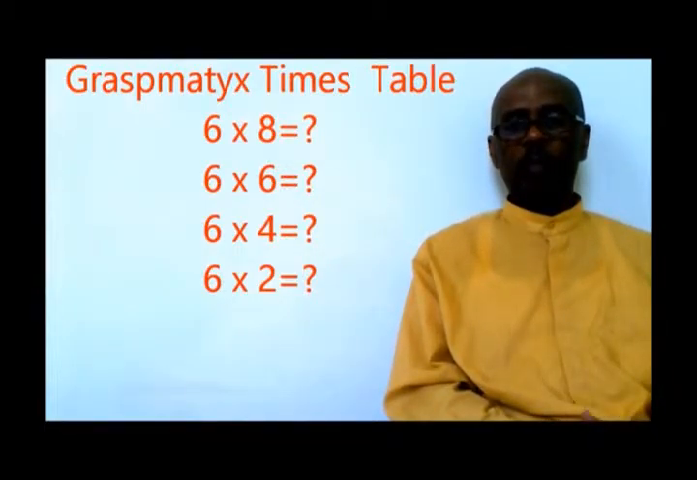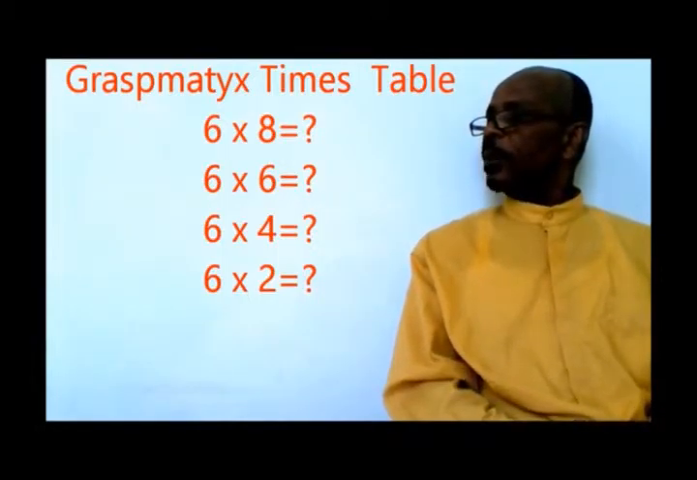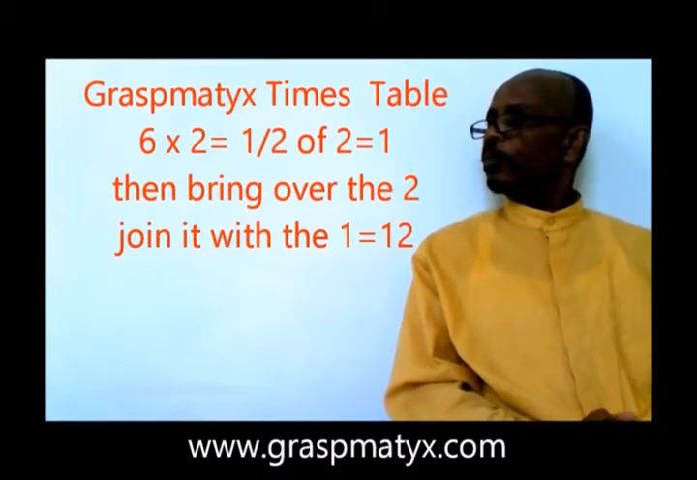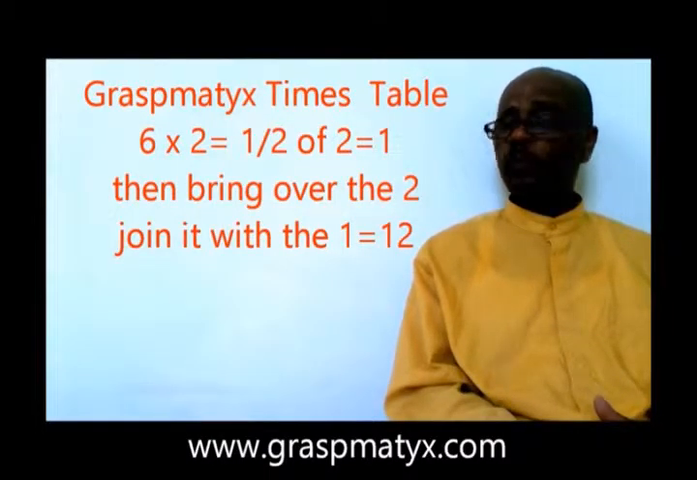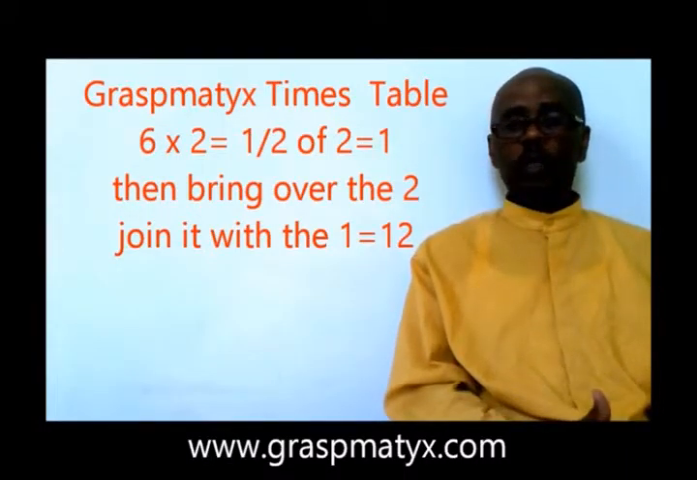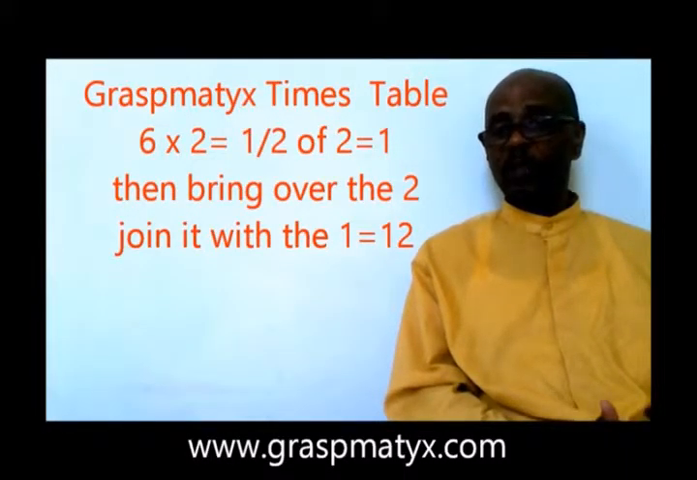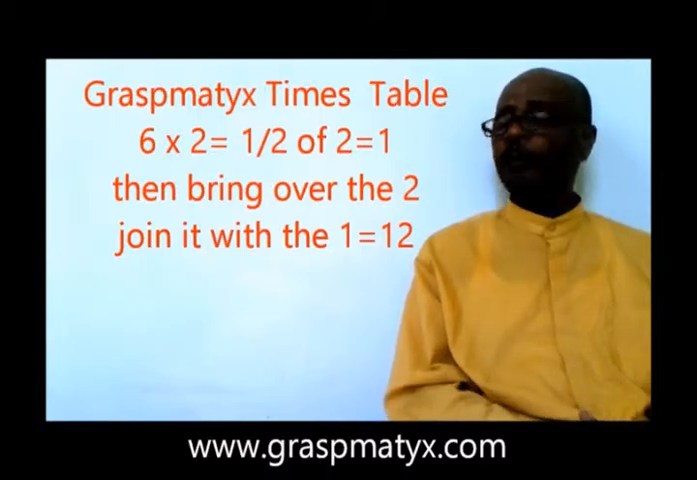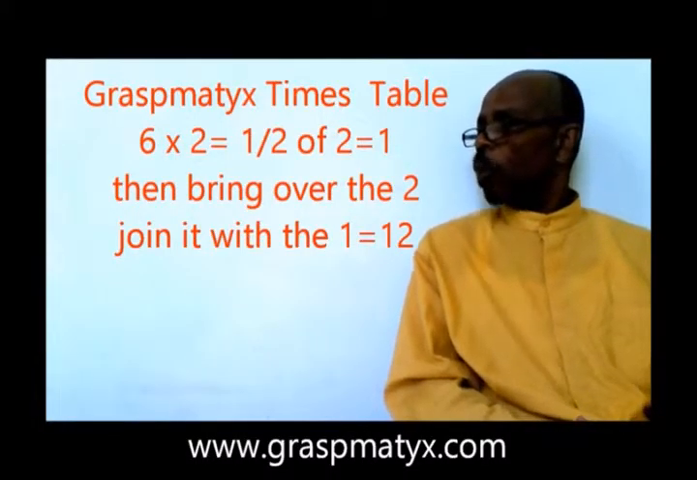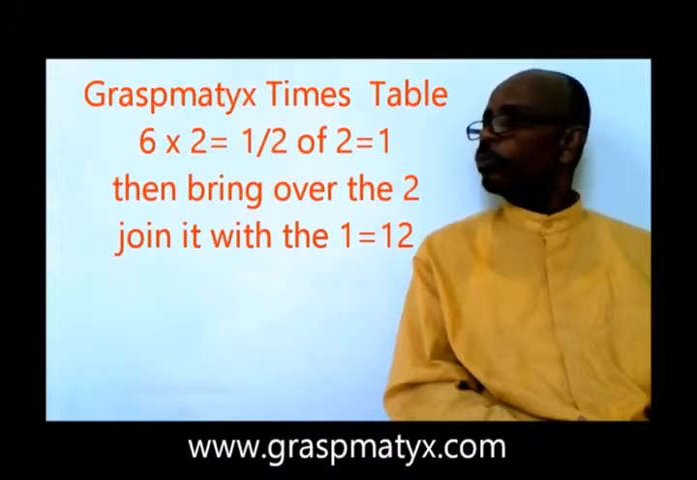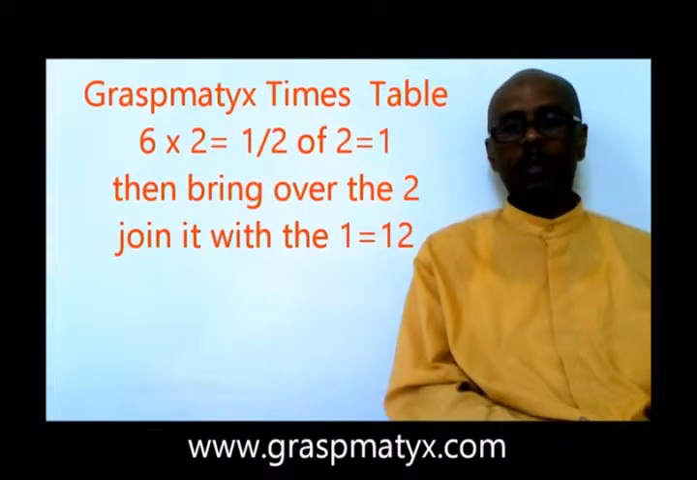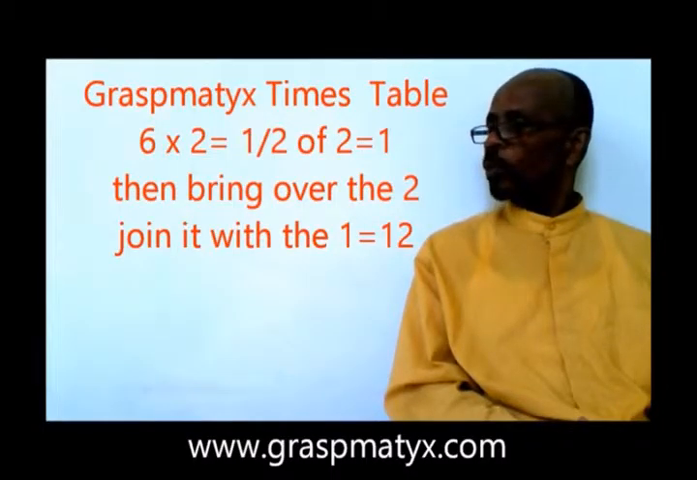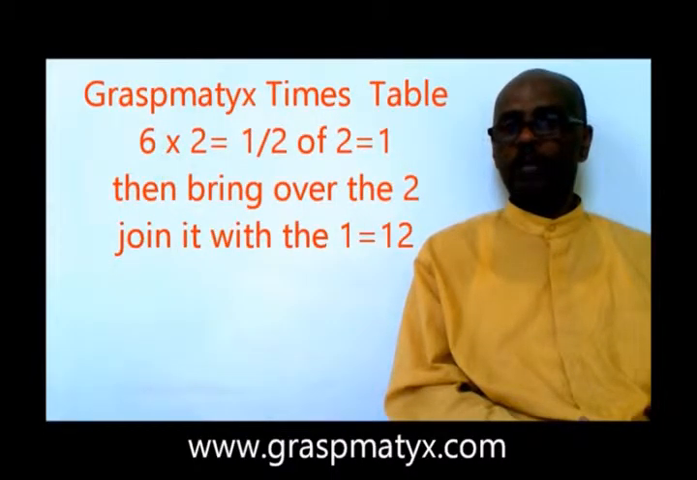I'll show you it also works with a double digit. Okay, for example, 6 times 2. Well, first of all, I'll find the half of 2, which in English they'll tell me it is 1. So the half of 2 is 1, which in grass math we like to say 1.0, but in this case we're just using it as 1. Then what I do, I just bring over the 2 and add it to the right of the 1, and that's my answer. 6 times 2 is 1, 2, they call 12. That's how simple that is.